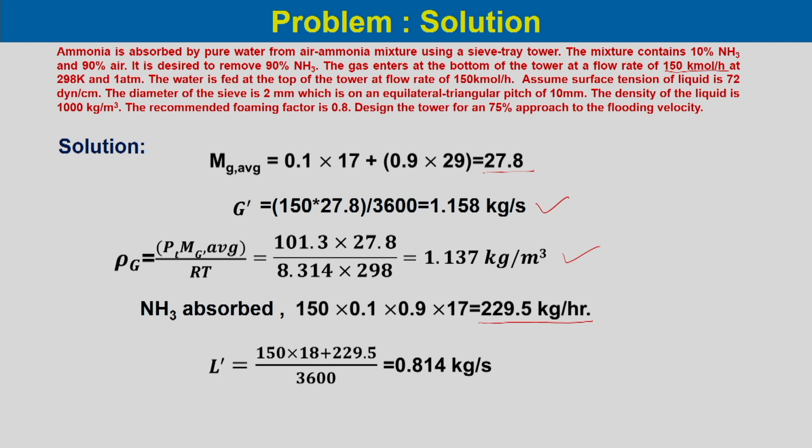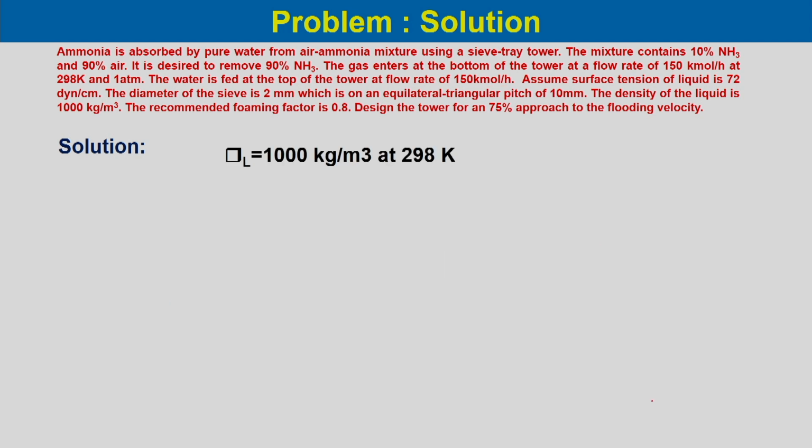L dash is also over here 150 kilomole per hour for water, which is fed at the top. So, it would be 150 into 18 plus 229.5 divided by 3600. So, the water flow rate L dash would be 0.814 kg per second. The density rho L is 1000 kg per meter cube at 298 Kelvin.